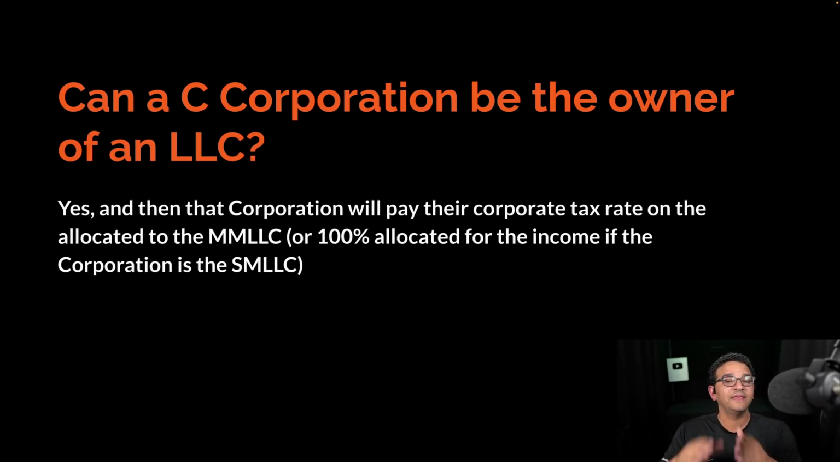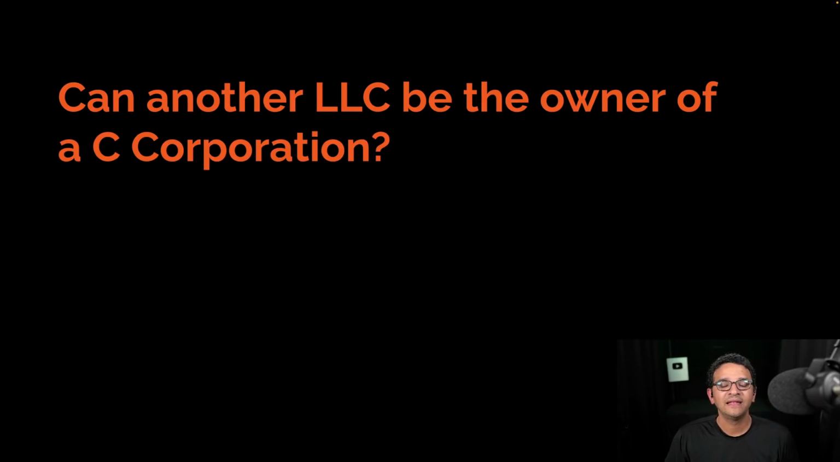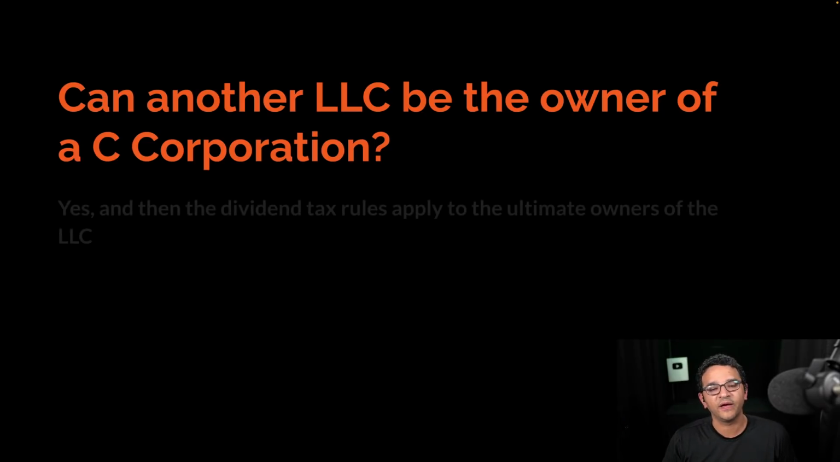Yes, it can. And the LLC, whether it's a single member or a multi-member, passes through the allocated income, and ultimately the owner of that LLC, which is a C corporation, pays the tax. So just think about ignoring what happens at the LLC level, and it's the ultimate C corporation, the one that pays the tax. Now, can another LLC be the owner of a C corporation?